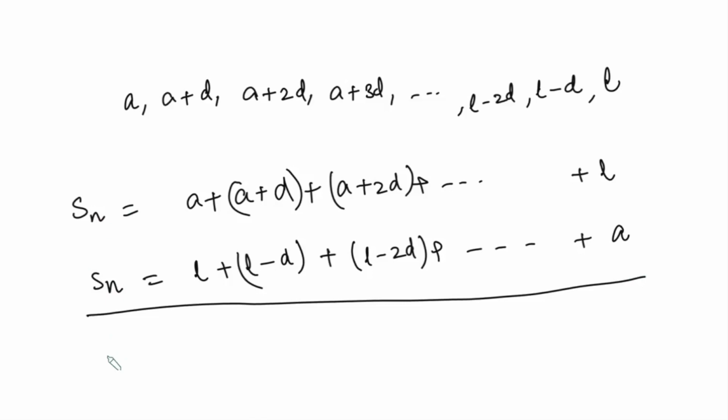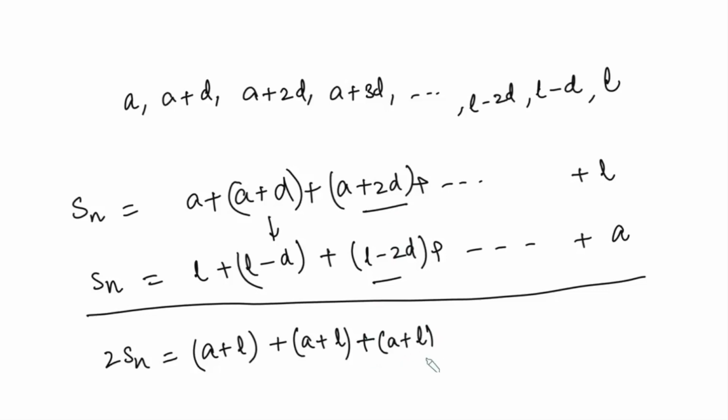If we add these two equations, we get 2 times Sn is equal to a plus l. Adding the second terms here, d will cancel out, so you get a plus l. Similarly, adding the third terms, 2d will cancel out, so you have a plus l, and so on up to the last one, which is also a plus l. So you have n groups of a plus l. That means 2 times Sn is equal to n times (a plus l).